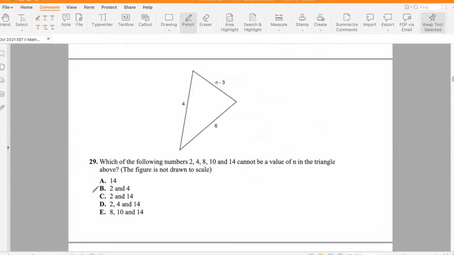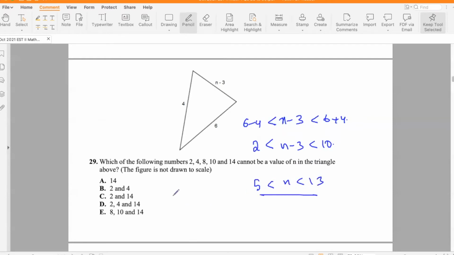Which of the following numbers 2, 4, 8, 10 and 14 cannot be a value of n in the triangle above? Okay, so n minus 3 should be between 6 minus 4 and 6 plus 4 because any side of a triangle should be greater than the difference of the other two sides and less than the sum of the other two sides. So 2 less than n minus 3 less than 10. So 5 less than n less than 13. So n can be between 5 and 13.